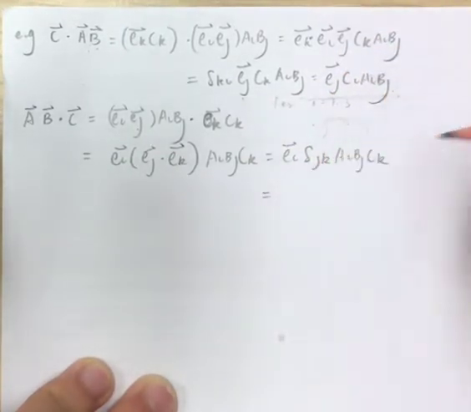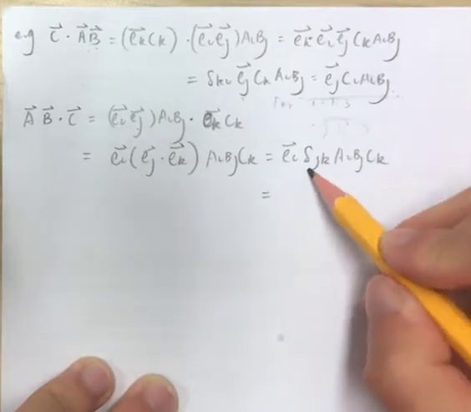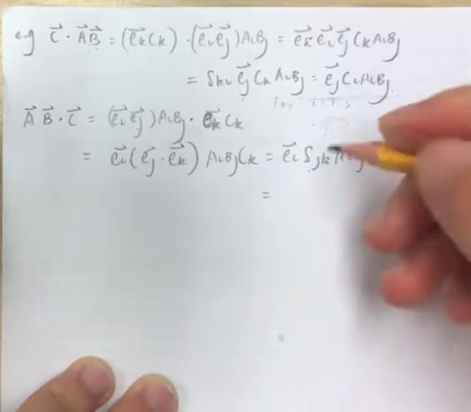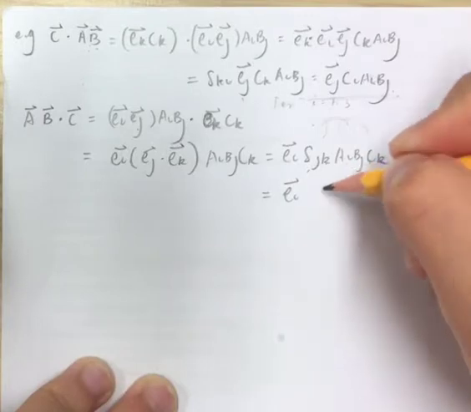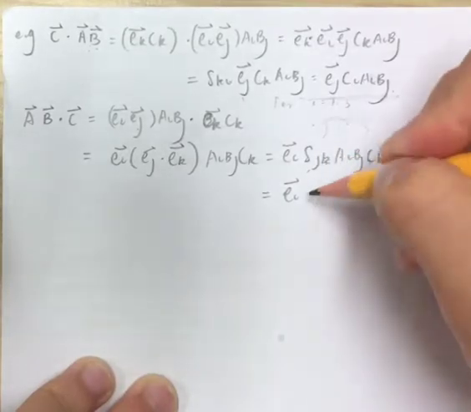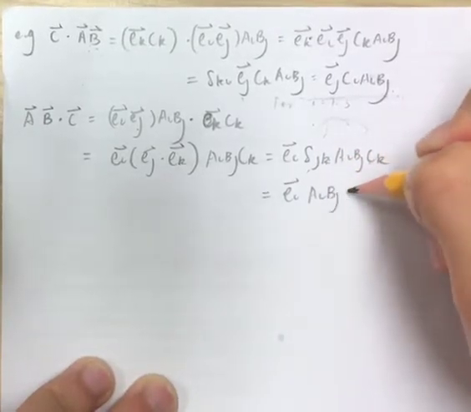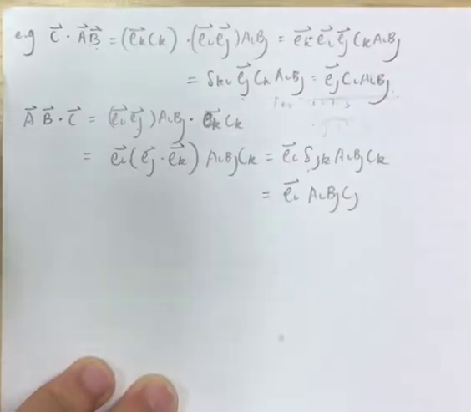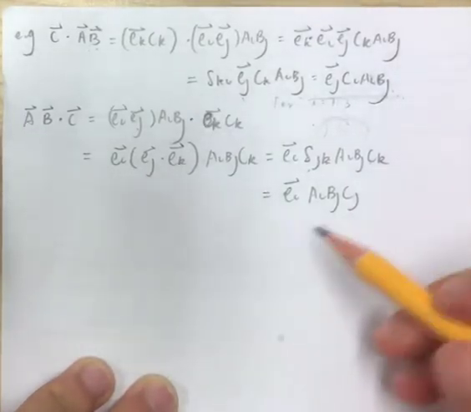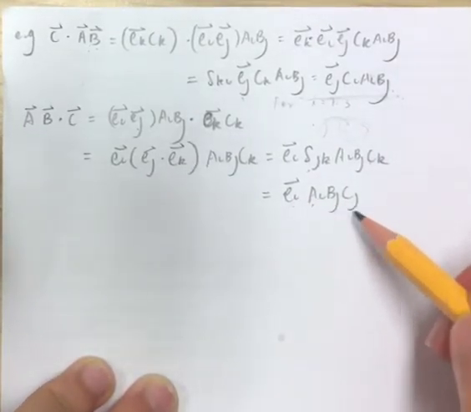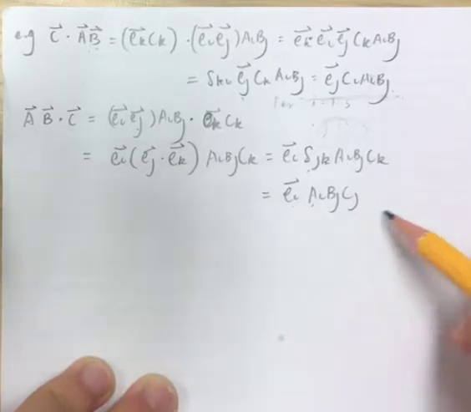So k equals j. Here k equals j, and we have e_i, delta_jj, which is 1, A_i B_j C_j. I appears twice, j appears twice. Again, this thing will give us a vector. So what's the direction?